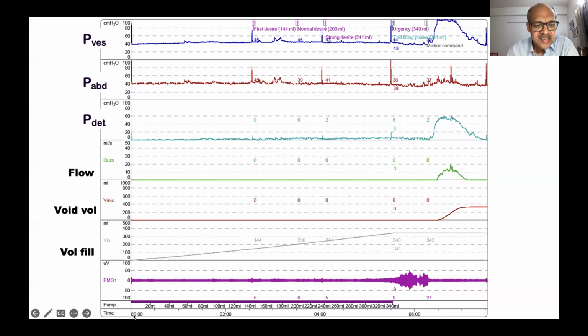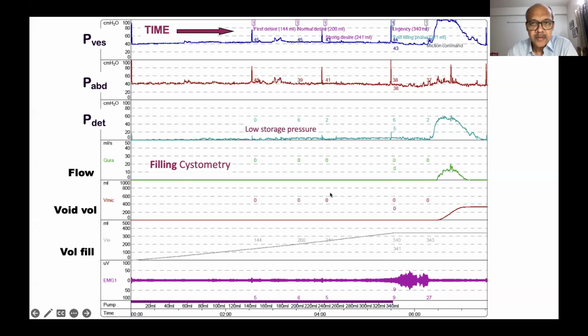So this is the timeline, which you can see right at the bottom. You can also see here the volume that has been filled. We are filling the bladder, and that's the amount filled in, and as we are filling, we are recording the pressure. This part of the study, up to the place where the command to pass urine has been given, is called the filling cystometry.